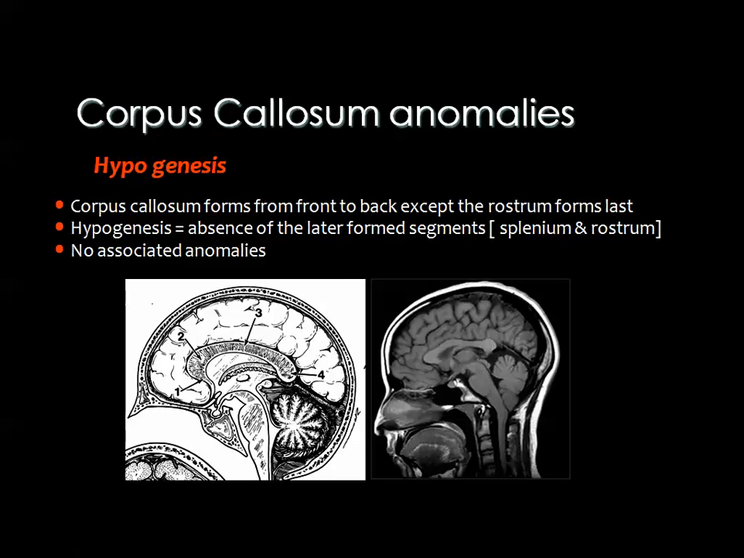Finally, we have some words about the corpus callosum. And you know, the corpus callosum is made of commissural fibers in four parts connecting the two cerebral hemispheres. The four parts of the corpus callosum are the rostrum, the genu, the body, and the splenium. And they are formed the genu first, the body second, the splenium third, and the rostrum last. This is very important because whenever there is agenesis or partial agenesis of the corpus callosum, the finally formed structures will be the first to be aplastic.